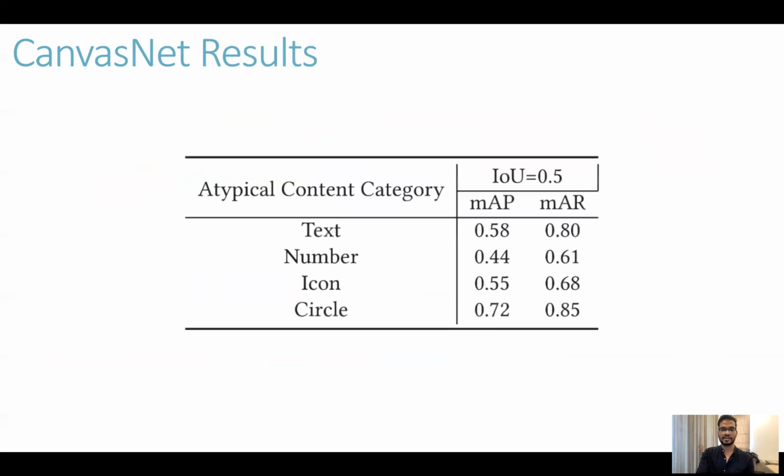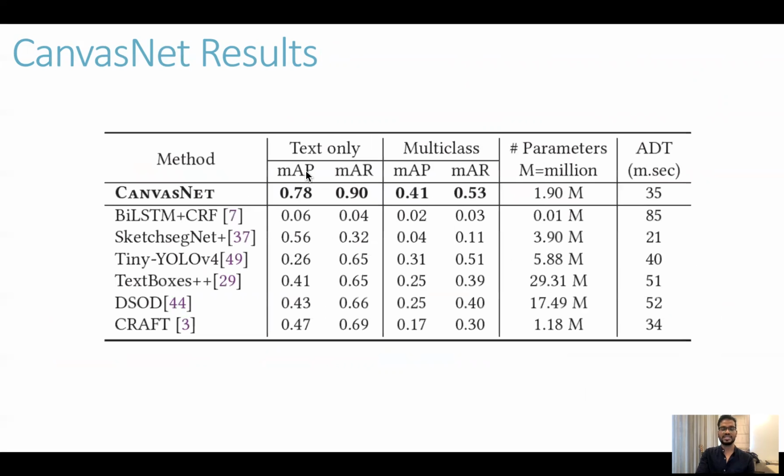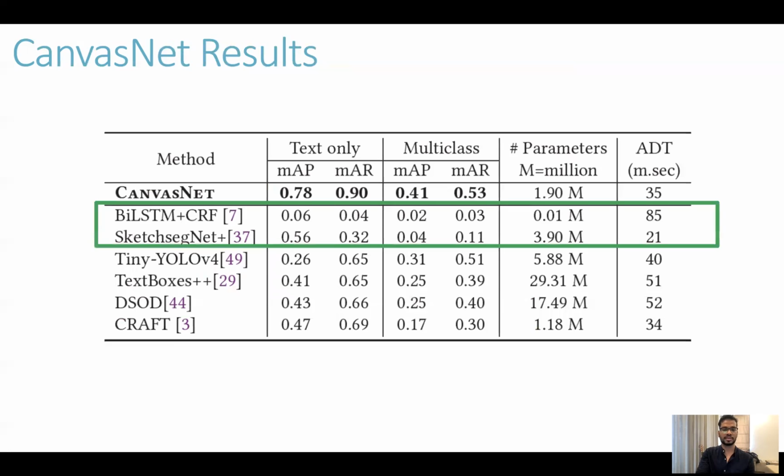Let's see CanvasNet's results. CanvasNet performed really well in the case of text because text is the dominant class, as we showed earlier. When we see CanvasNet results for text only and multi-class, CanvasNet performs really well in terms of mAP and mAR compared to these other networks. And in the case of multi-class also, CanvasNet performs significantly well compared to these other networks. CanvasNet has a reasonably decent amount of parameters, not too much and not too little. CanvasNet also processes each image individually in really less time compared to other networks.